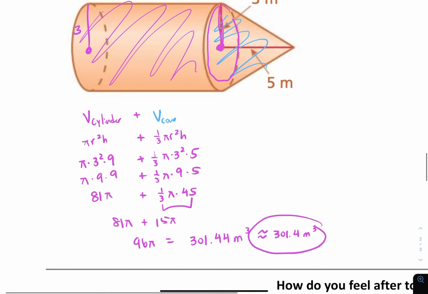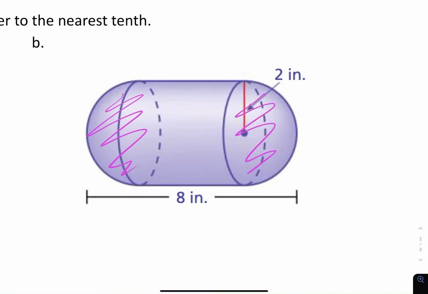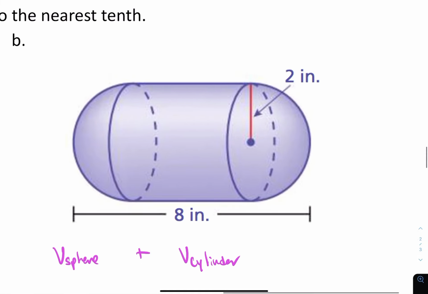All right, last but not least, let's do this last one here as well. This is a little interesting, right? Because you have two hemispheres. I have a hemisphere here, another hemisphere here. Well, if you have two hemispheres, that's the same thing as one sphere, right? So instead of doing two hemispheres, I'm just going to find the volume of a sphere because that's a lot easier for me. And then it looks like the middle part is the volume of a cylinder. And that's all I'm going to add. I'm going to do one sphere and one cylinder.